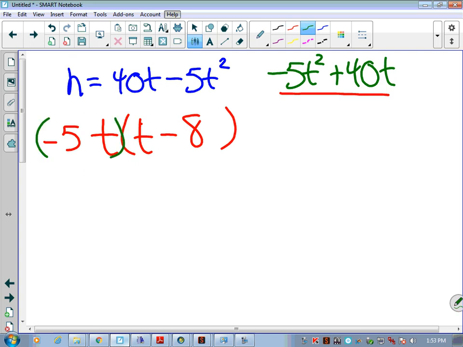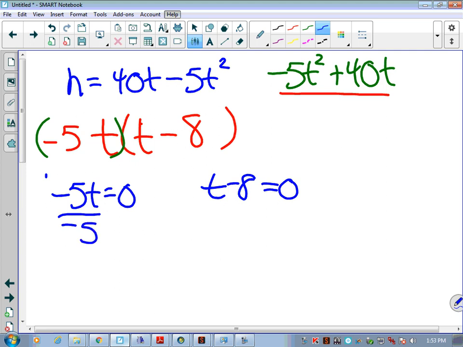Now, because we essentially have two multiplication columns, I'm going to take both of these and set them equal to 0. So I've got negative 5t equals 0, and I've got t minus 8 equals 0. Now with this one right here, what do I do to solve for t? Divide by negative 5. What's 0 divided by negative 5? 0. And this is true because, if you remember what I said, if we think about a kickball being kicked, where is it before the time has started? It's at 0 elevation. So this is true.